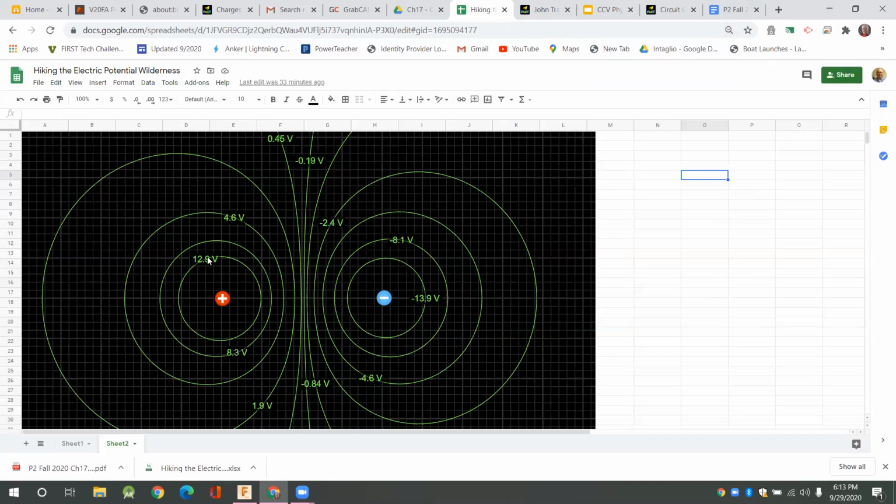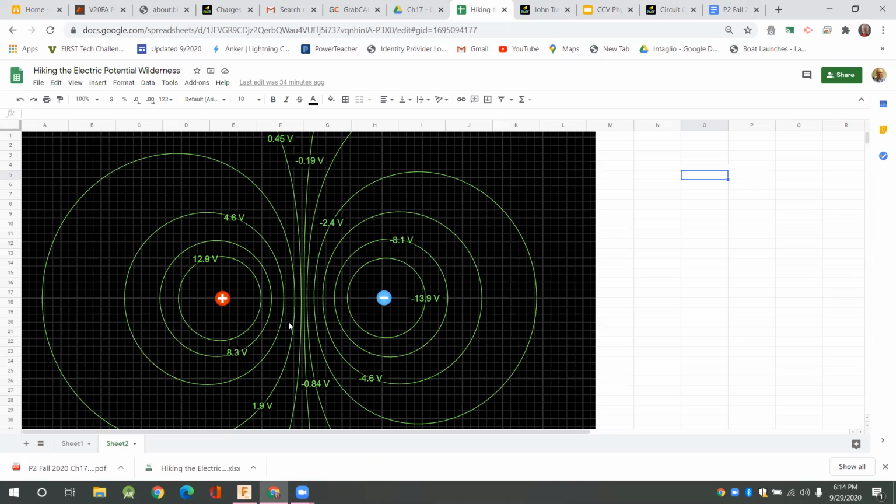And so what this represents is I've got a positive charge here and a negative charge. And these green lines represent lines that all have the same potential energy. It was hard with the mouse to get nice round values for these lines of equipotential, but at least they're labeled. So all the points on this line, which looks almost circular, are going to have a potential energy of 13 volts. And then this line, 8.3 and 4.6 and so on.